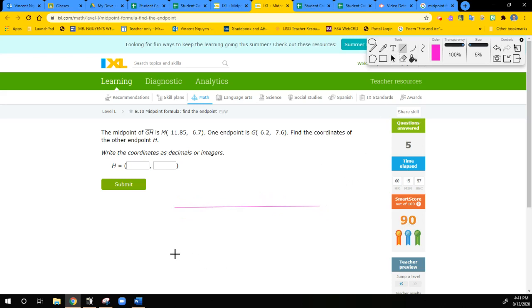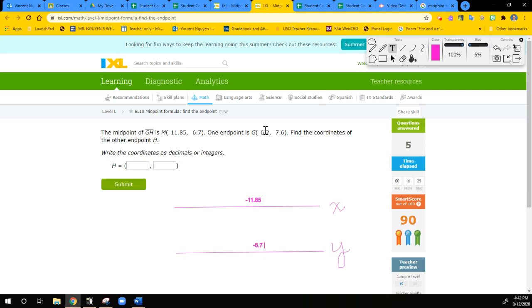Okay. Again, my X segment and my Y segment. So this is my X segment and this is my Y segment, right? And I'm going to enter the midpoint. The midpoint is right here. For my X coordinate, it's negative 11.85. Okay. And then for the Y coordinate, the midpoint is negative 6.7.